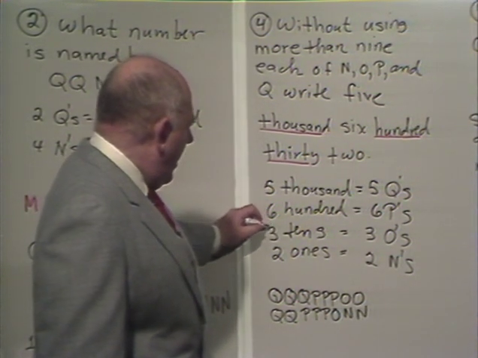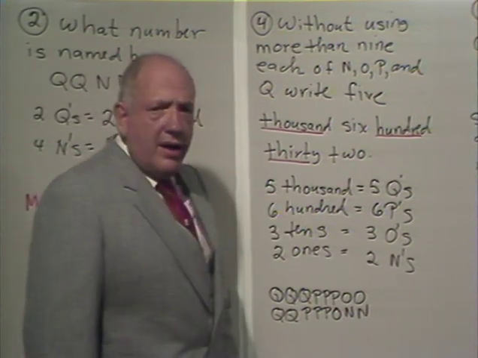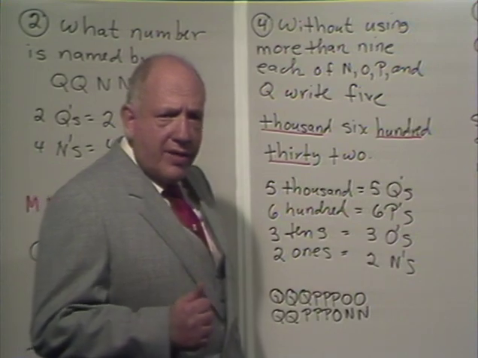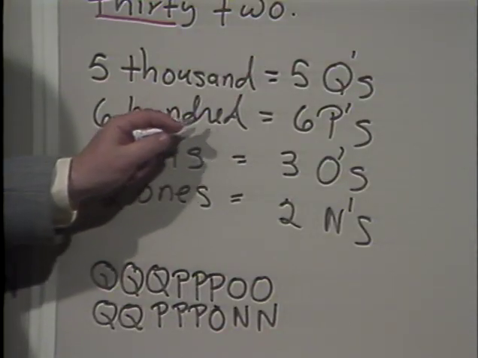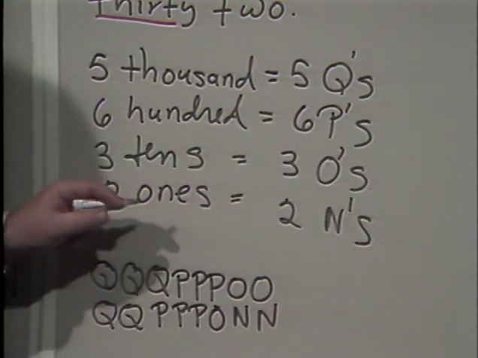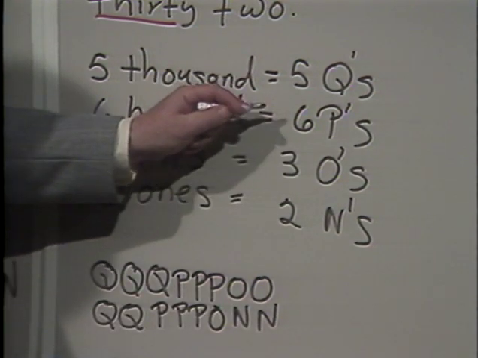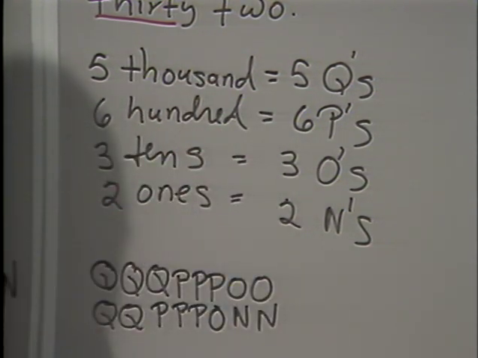5,600, 3 tens, and 2 ones. Now the symbol for 1,000, the numeral for 1,000 in this discussion, is Q. The numeral for 100 is P. The numeral for 10 is O, and the numeral for 1 is N. So I rewrite this as what? 5 Q's, 6 P's, 3 O's, and 2 N's.